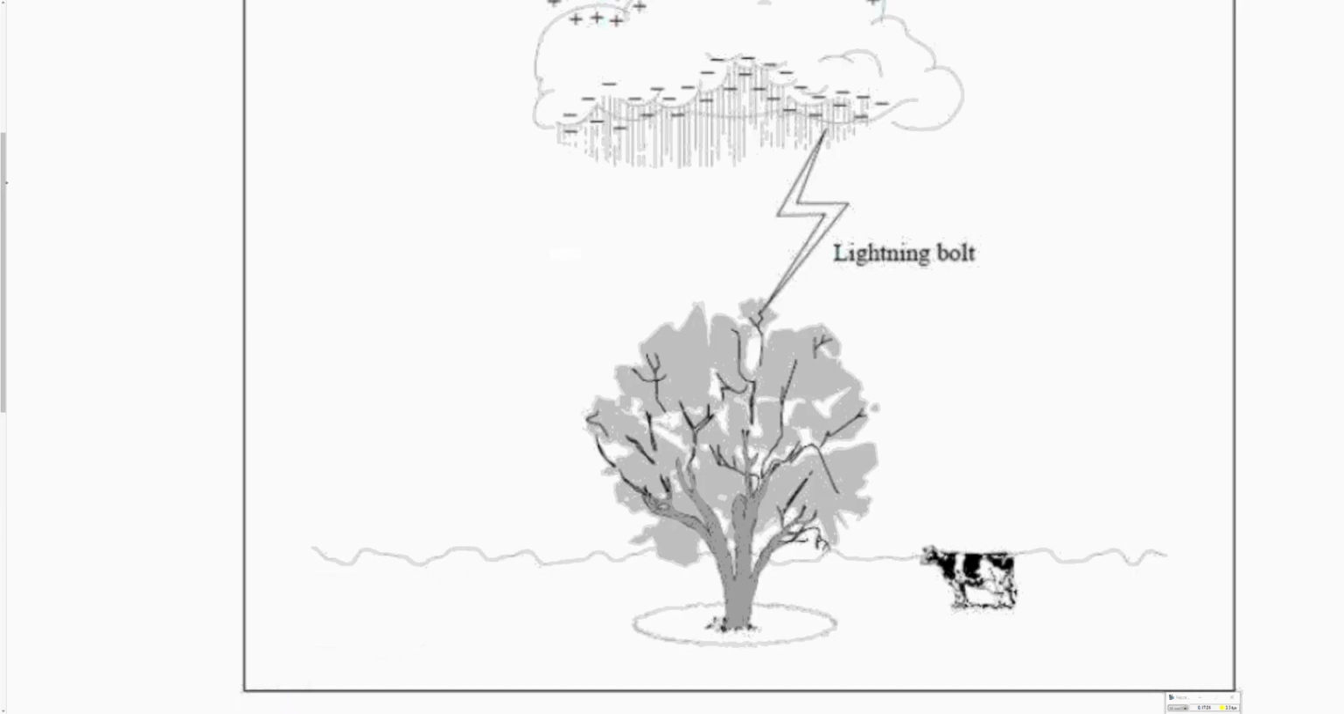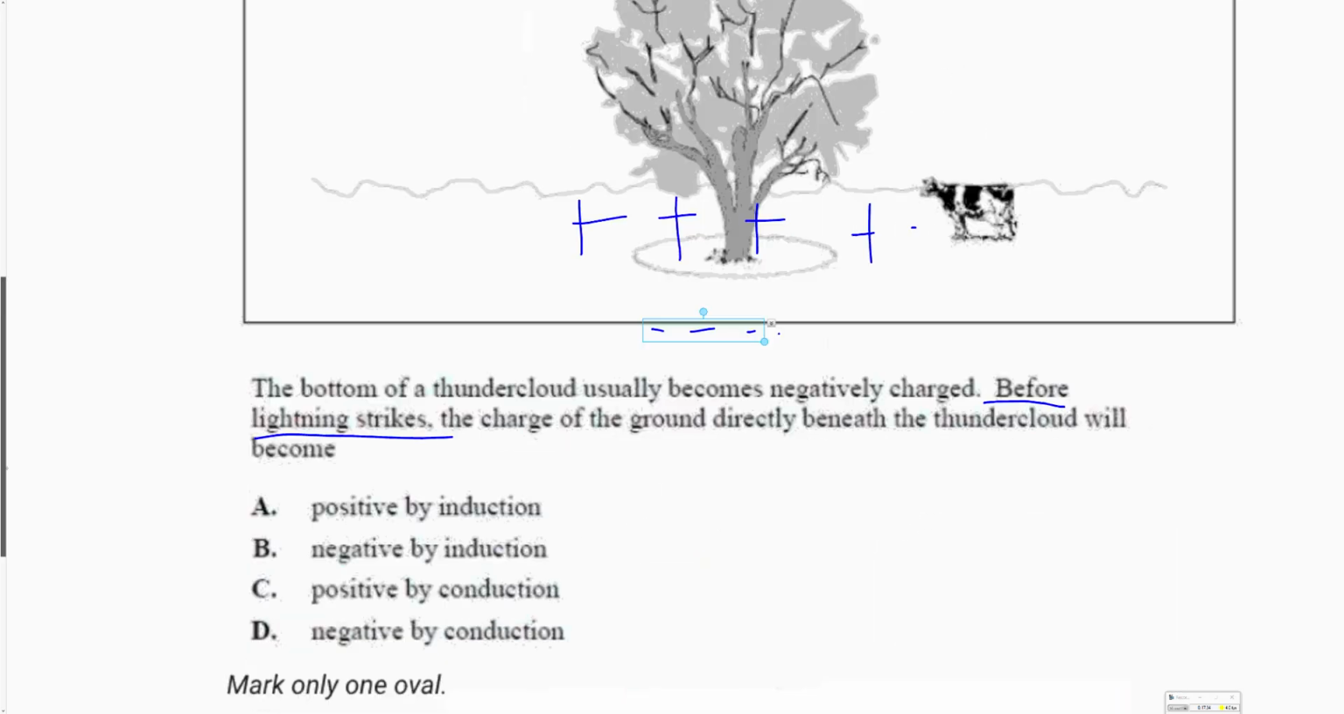Well, if the bottom of the cloud is negative, then we're going to get a temporary separation of charge here. This is the Earth. Equal number of positives and negatives. When the negative is closest to the Earth, what's it going to do to the positives? Nothing. What's it going to do to the negatives? It's going to repel them away. So the negatives are going to get pushed way down into the Earth. Not all of them, right? But we draw it as if they all do. The negatives get pushed down into the Earth. So the part of the Earth that's nearest the cloud will become positive.